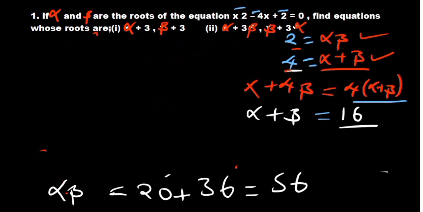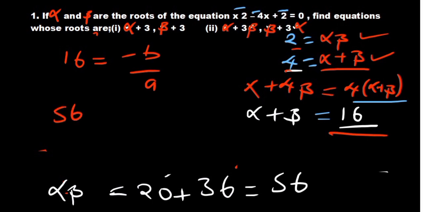Okay, so what do we have? So for our summation, which is alpha plus beta equal to 16, we said that for the summation, it's actually negative b over a. Then for the product, we said it's 56, which is c over a. So we can find the value of a and c in this case.